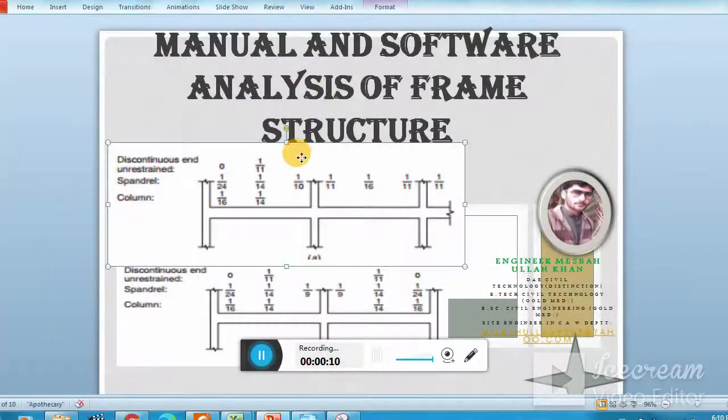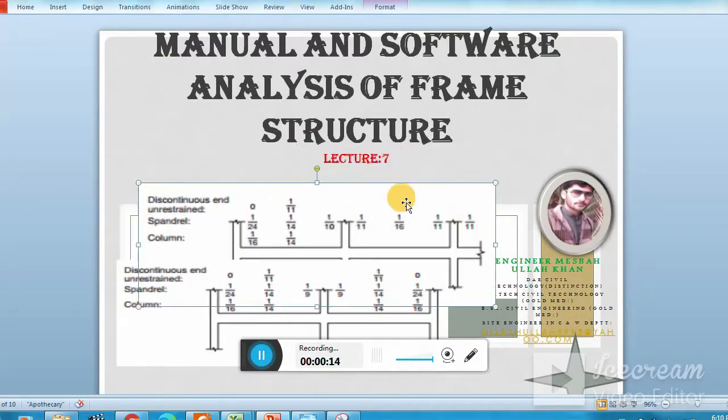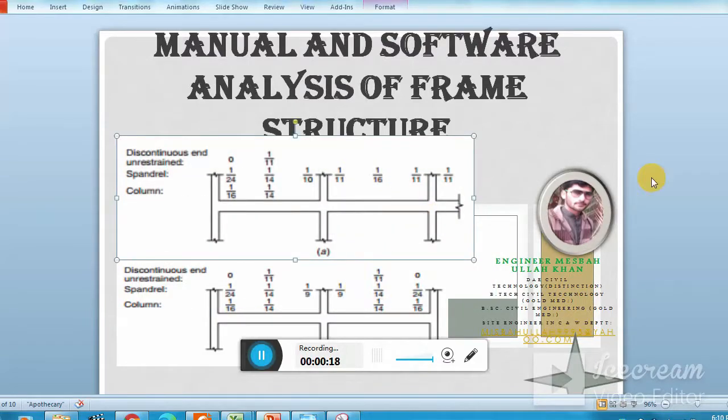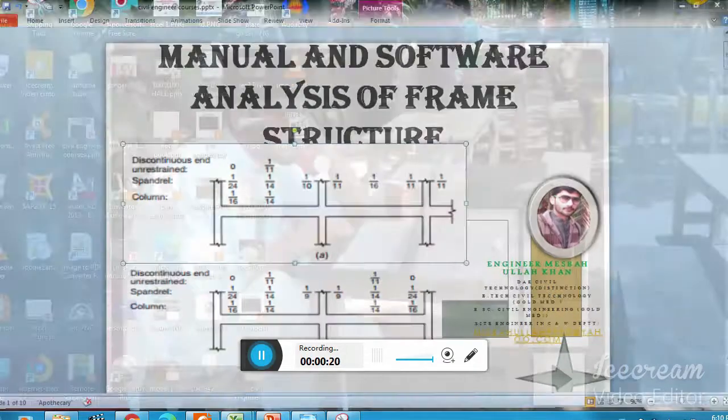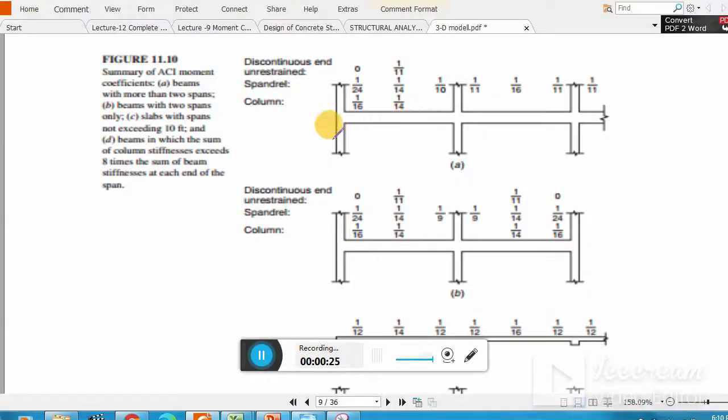In lecture number 7, sorry. This is basically lecture number 7. Clear? So in this lecture inshallah we will discuss the design of the beam. Before we go toward the design, you must understand these coefficients because we are using these coefficients.